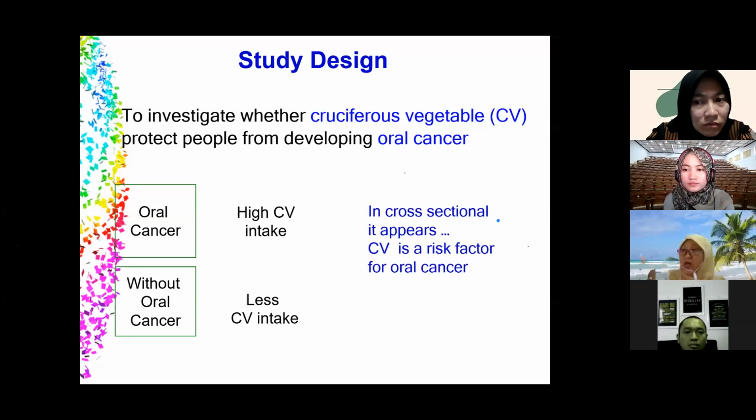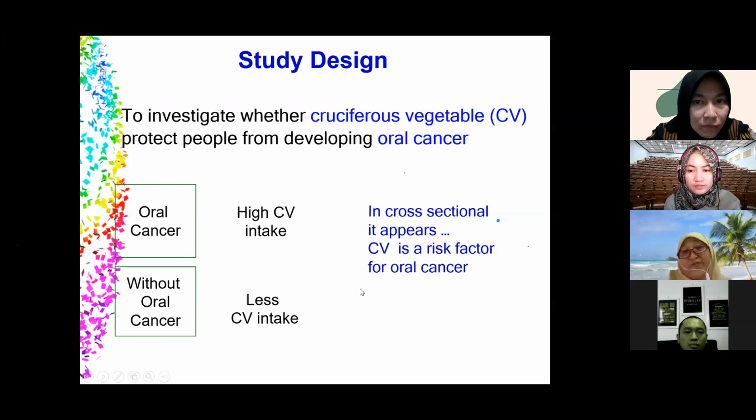This is an oral cancer patient, cruciferous vegetable like cauliflower, broccoli, whether they protect people from having oral cancer or not. And again, you do a cross-sectional study. When you conduct a cross-sectional study, you gather people with oral cancer, people without oral cancer, and you ask about their CV intake, berapa banyak dia makan cruciferous vegetable. And the study, study yang you sedang baca ni, found that high CV intake among oral cancer patient, less CV intake without oral cancer patient.